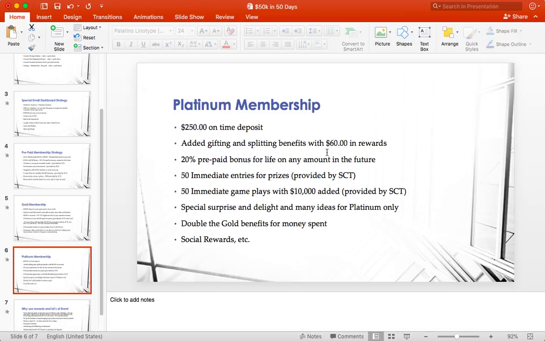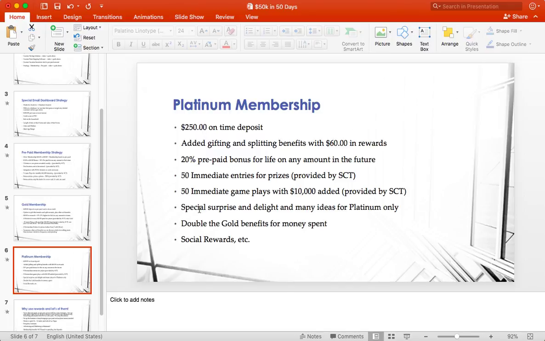He gets $60 of immediate rewards, right? Compare that to a free cup of coffee from Starbucks, and they control $3 billion a month. Okay, so $60 in rewards. He gets a 20% prepaid bonus for life on any amount in the future, that's 10% more than silver, 5% more than gold. He gets double the amount of entries for prizes that we provide. He gets double the amount of gameplays for the $10,000 and other prizes. And with drawings every single day, these guys are going to win. And when they see their friends win, they're going to come in and say, hey, forget that gold and silver. I want to go to platinum.